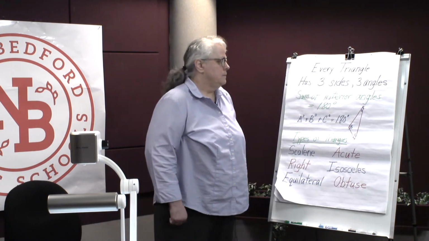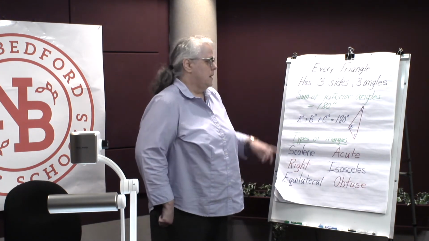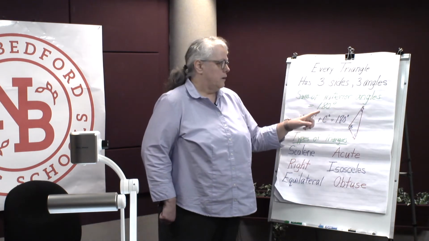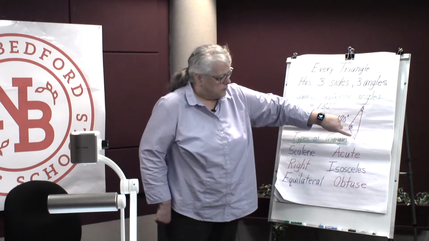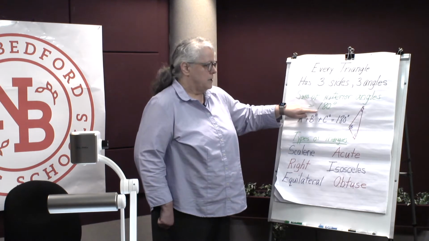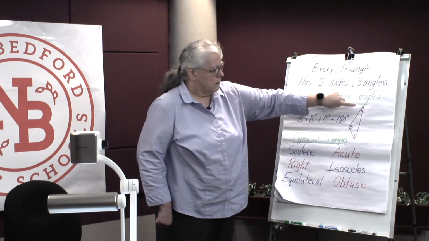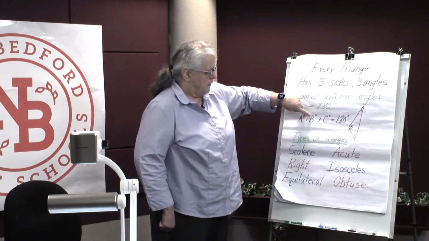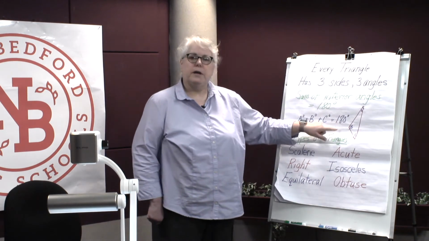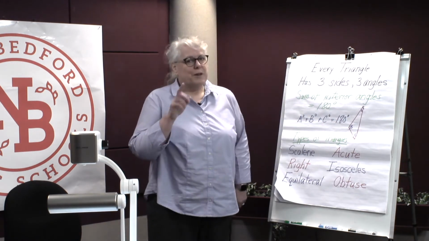Every triangle has 3 sides and 3 angles. For the sum of every triangle, you have to add the interior angles. Those are the inside angles of the shape. When you add those up, it has to equal 180 degrees. So the measure of angle A, plus the measure of angle B, plus the measure of angle C have to equal 180 degrees.